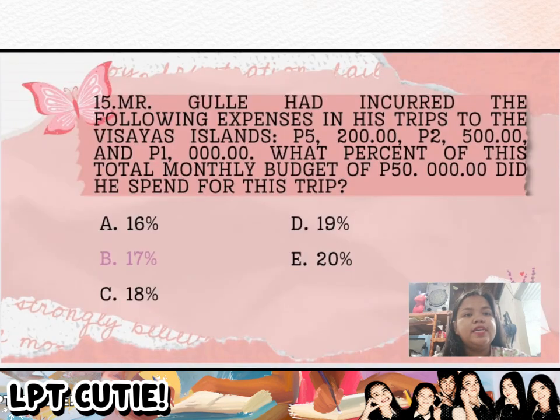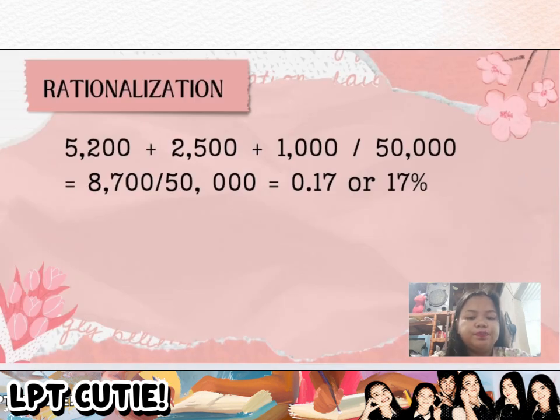Okay, very good. Letter B, 17%. So how did we come up with that answer? This one is just easy. You are just going to add all those expenses that he spent, and then the answer you are going to divide by the total budget of that trip. So we add 5,200 plus 2,500 plus 1,000. We have 8,700. And then we divide that by his total budget, which is 50,000.